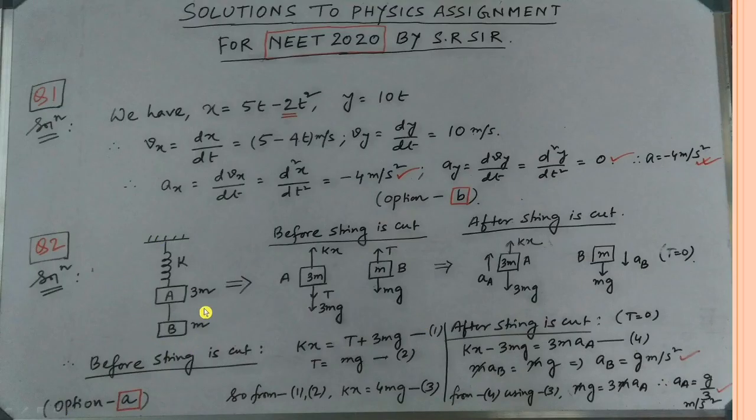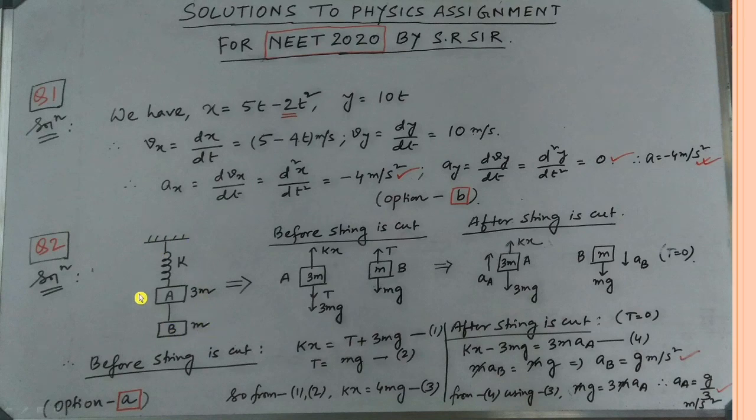So this is the given figure. As it is a spring, we have to assume a spring constant, otherwise we cannot proceed. So we assume the spring constant of this spring as K. A has mass 3m, B has mass m.